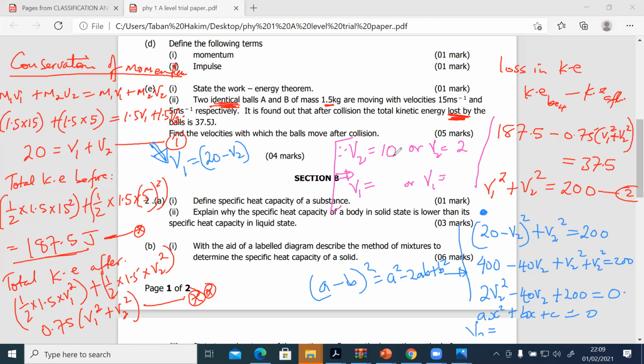So if V2 is positive, I've got those. If V2 is positive 10, when you substitute this one here, it will give us the answer as 10. Then if V2 is 2, then V1 will be equal to 18. So that is how you can state your answers. Either you take this or you take this. So that is what you are supposed to do.